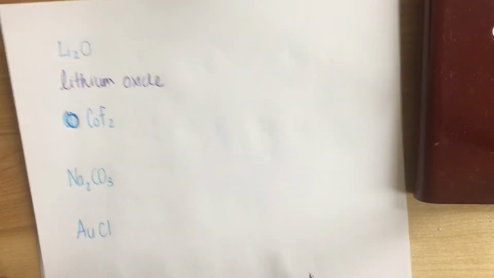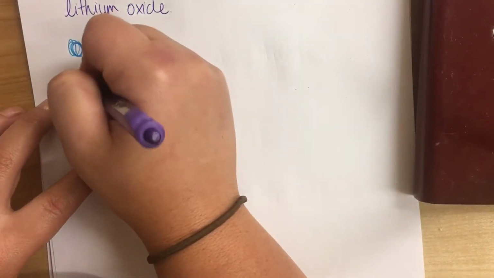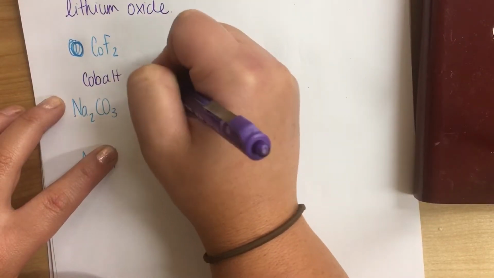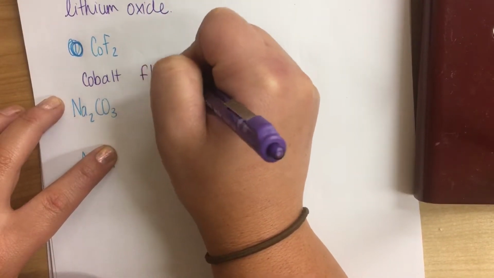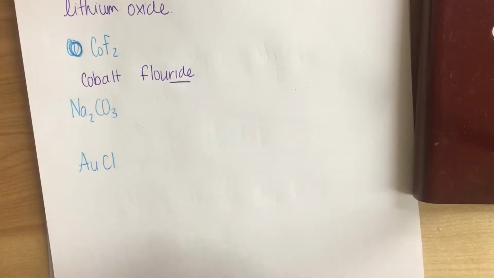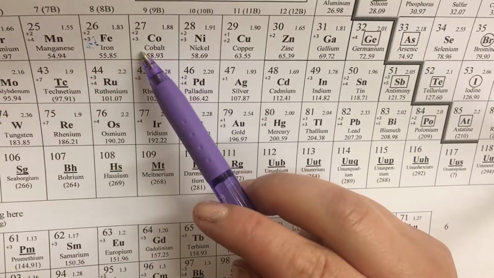Let's take a look at the second example. I have cobalt and I have fluorine. So again, change the ending to "ide." So it's fluoride. Take a look at cobalt, see if it's multivalent. Cobalt is multivalent. It can have a +2 or a +3 charge.